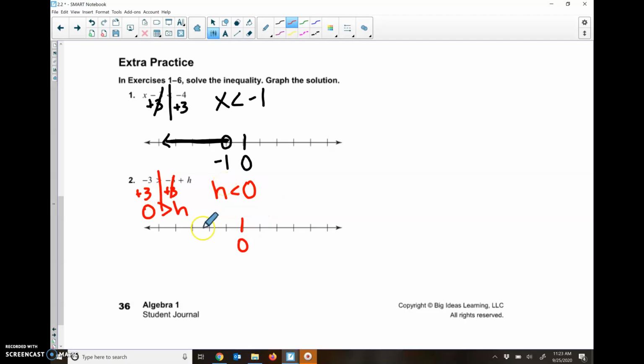So I need numbers less than 0, open circle, not a closed circle because there's no line underneath it, and numbers less than 0 end up going this way to the left side then.